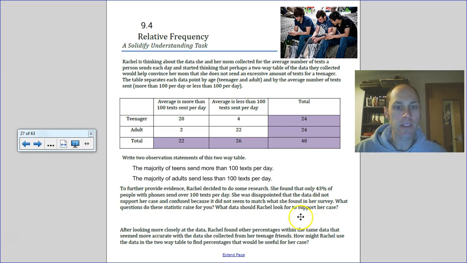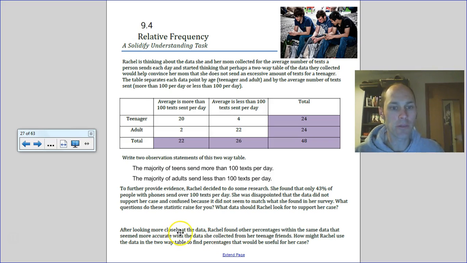To further provide evidence, Rachel decides to do some research. She found that only 43% of people with phones send over 100 texts per day. She was disappointed that the data did not support her case and confused because it did not seem to match what she found in her survey. What questions do these statistics raise for you? What data should Rachel look for to support her case? So think about that and answer that one.